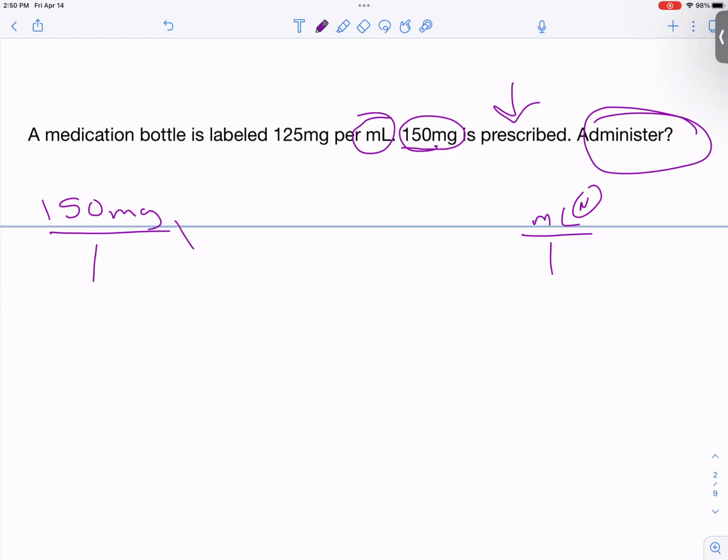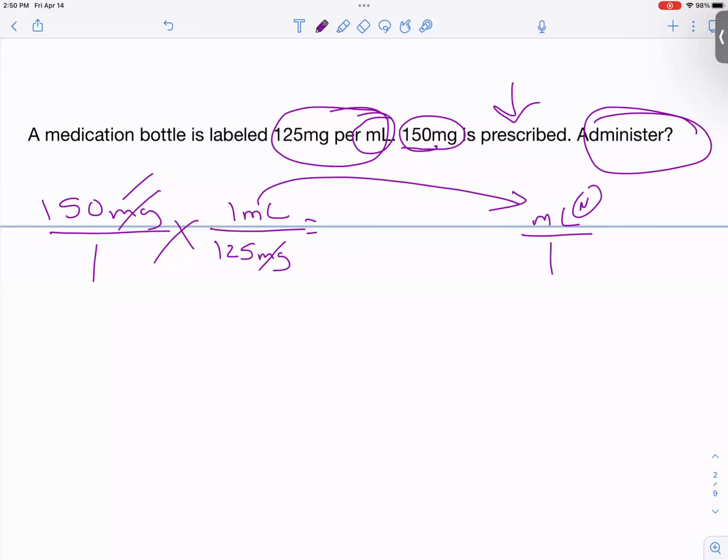So same steps. How do I get rid of milligrams and get to milliliters? Well, I look to my problem. And it's telling me there's a medication bottle and it's labeled with 125 milligrams per every 1 ml. I cross off my milligrams, that leaves me my milliliters, and that is it. 150 times 1 is 150, 125 times 1 is 125. And when I do the math, it will give me a beautiful 1.2 milliliters. Lovely.